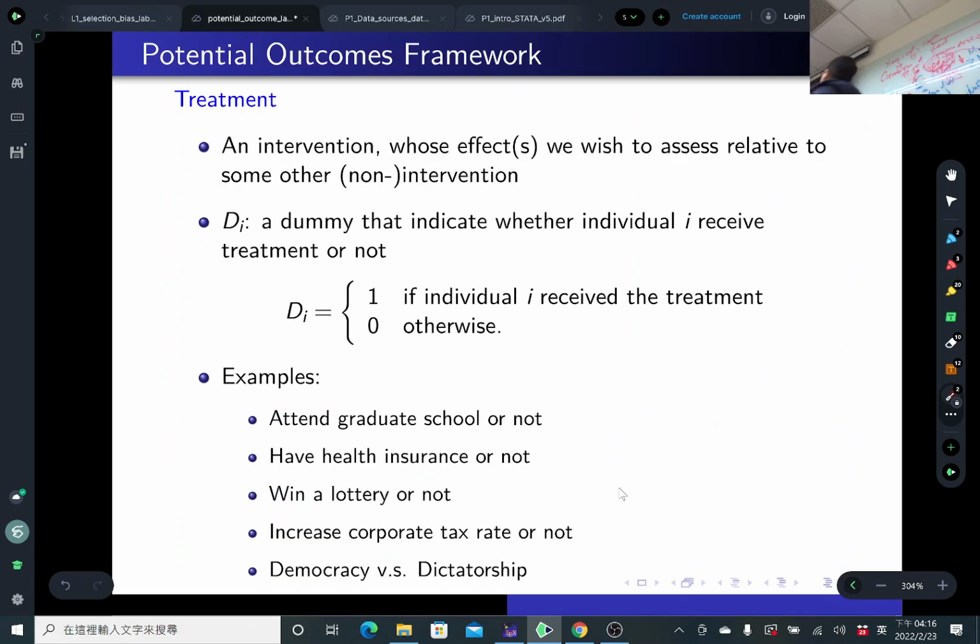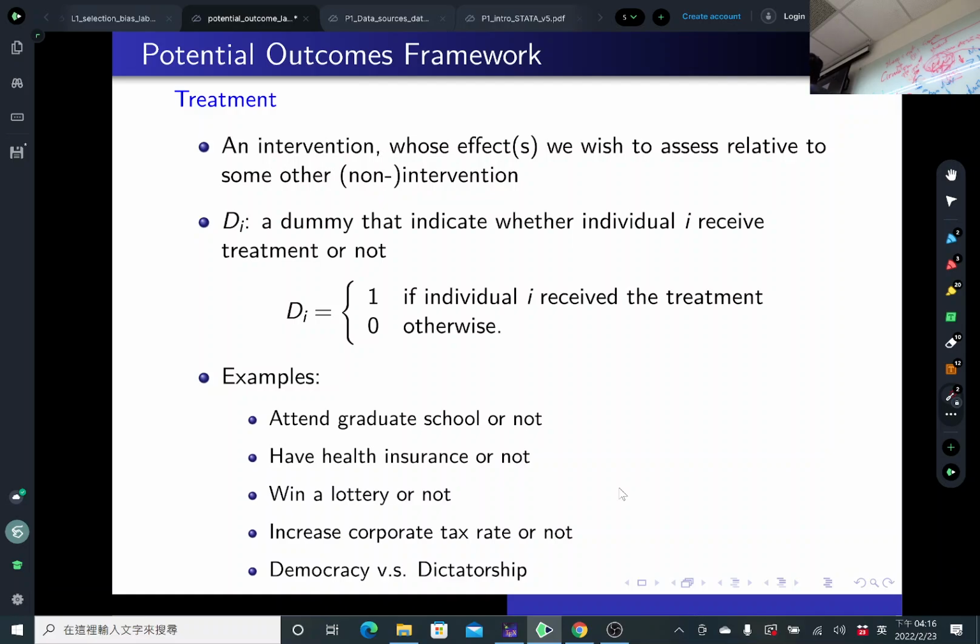So I will introduce several notations for this potential outcome framework. The first concept is treatment. The treatment is an intervention whose effect we want to understand. Especially, we want to compare the effect of this intervention with another intervention or with no intervention.